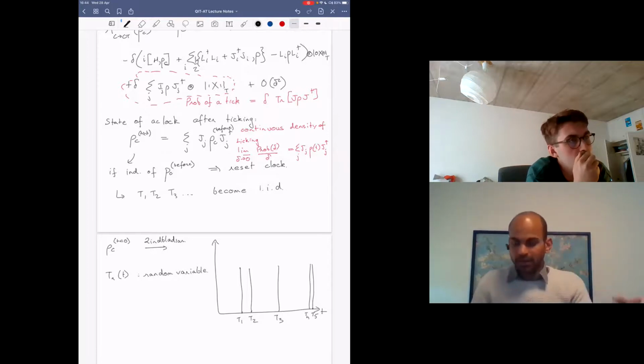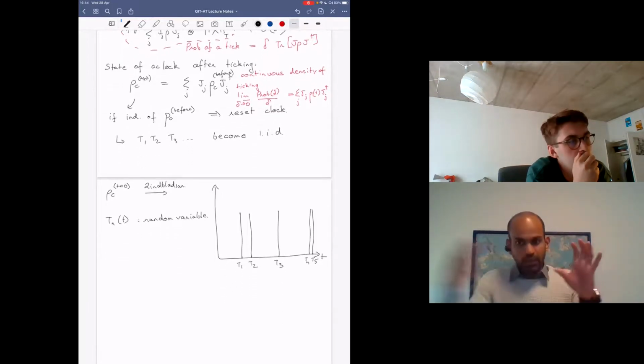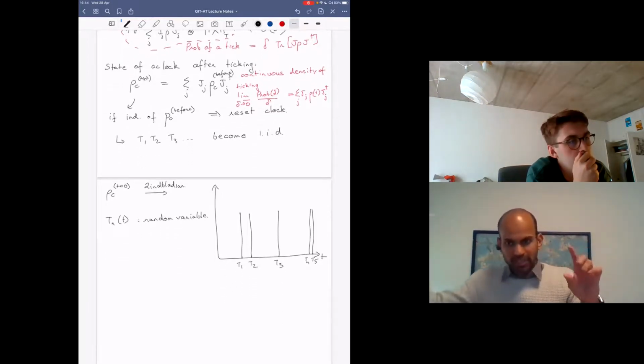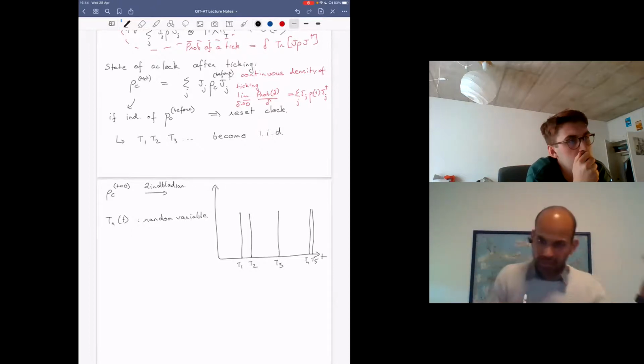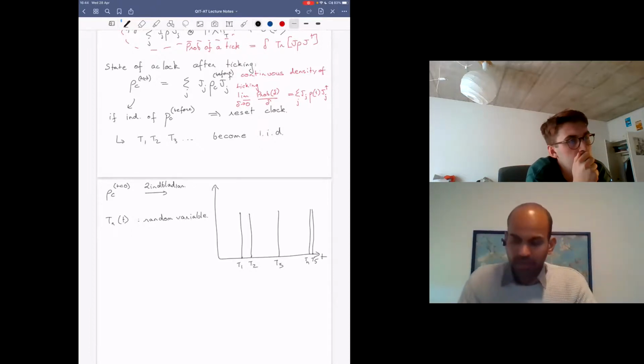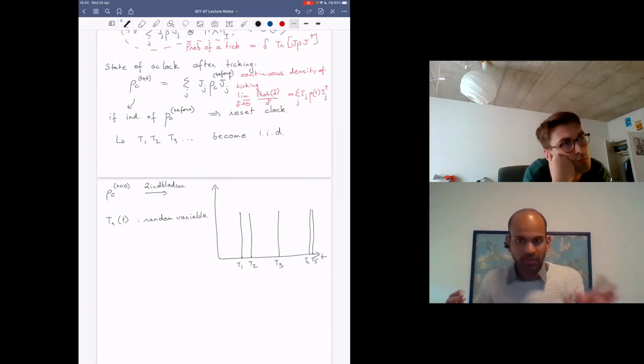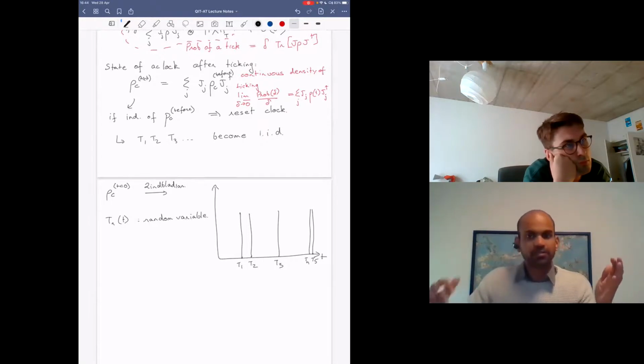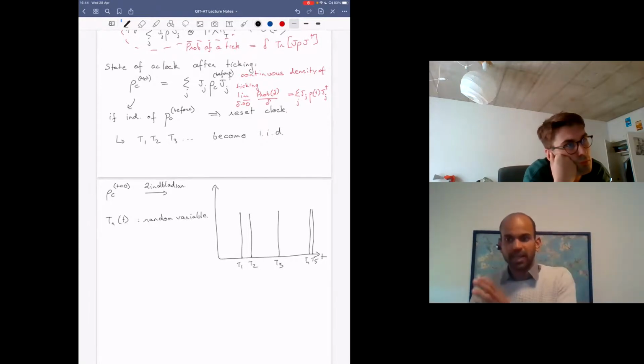Now, in principle, this is a sequence of variables, of course, because every Tn has to come after the previous Tn minus 1, Tn minus 2. In principle, the sequence of variables is very correlated. So for instance, I could have a clock that if it ticks early, then the second tick is going to be later, whereas if it ticks late, then the second tick is guaranteed to be early, for example. We could construct clocks in this fashion where the ticks are correlated.